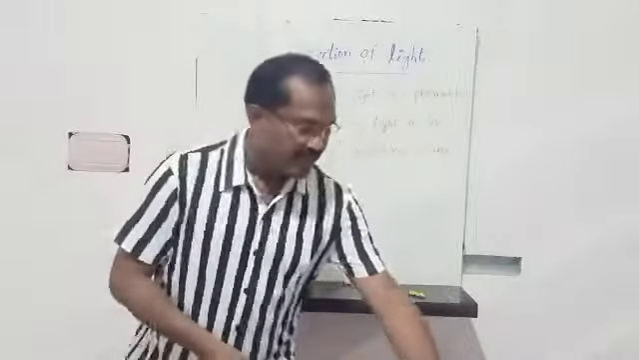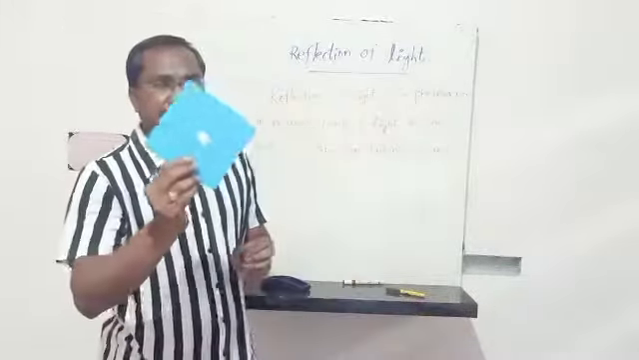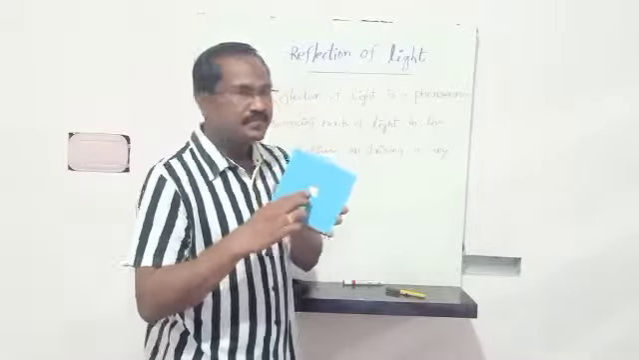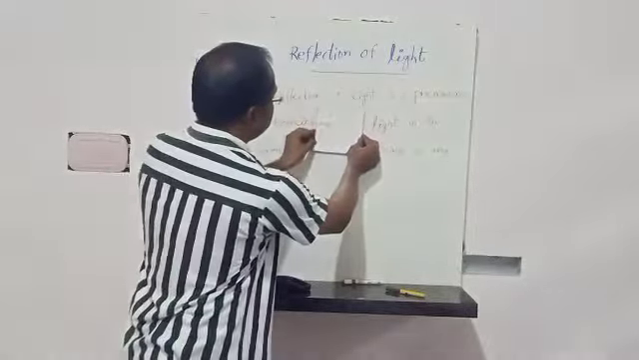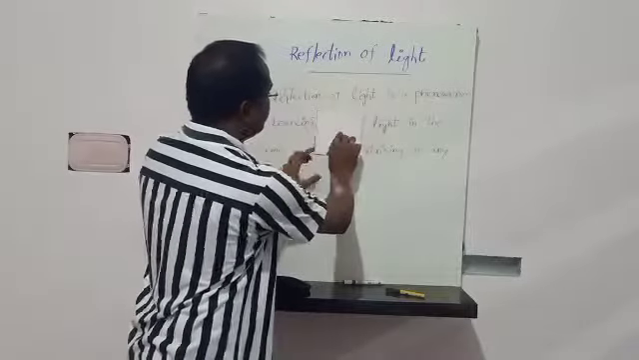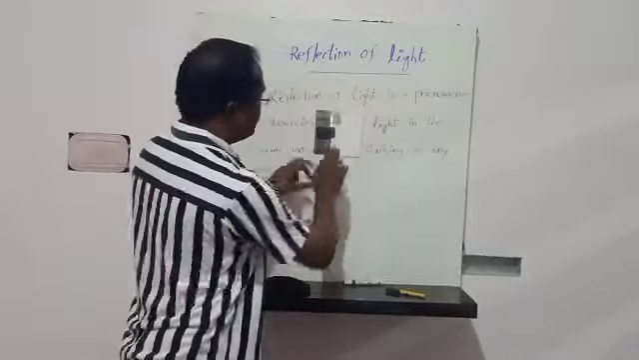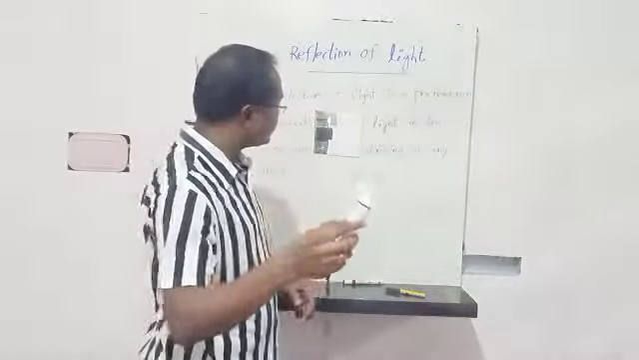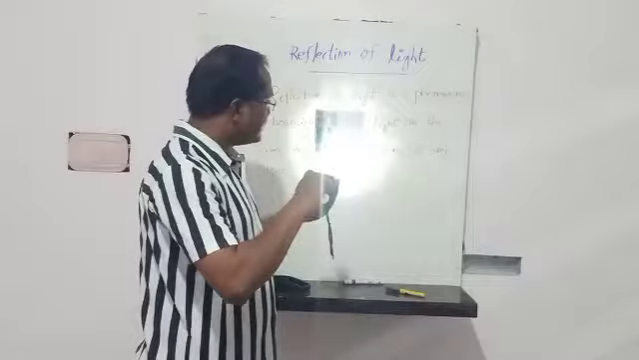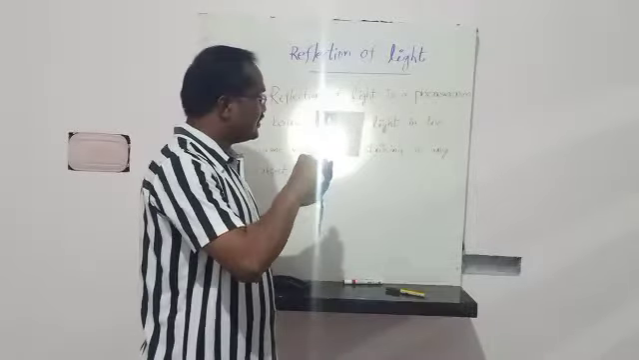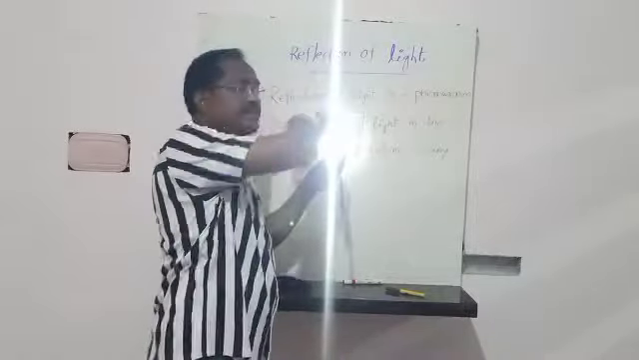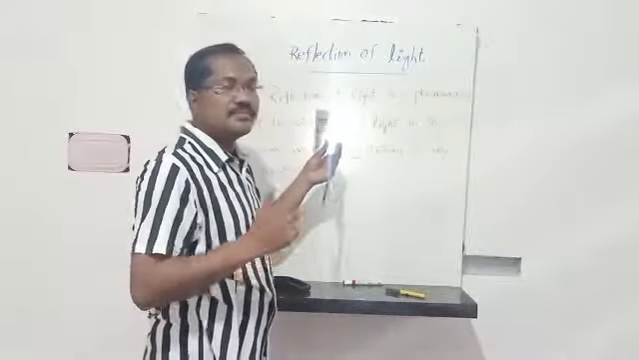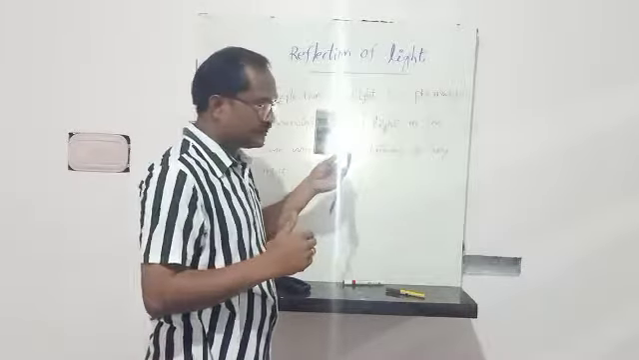Okay, I have an acrylic mirror and I stick double tape here. Then I am sticking it on a board like this. Now I have taken a torchlight and am focusing the light on the mirror. What happens? The light rays that fall on the mirror are bouncing back. So this is reflection of light.